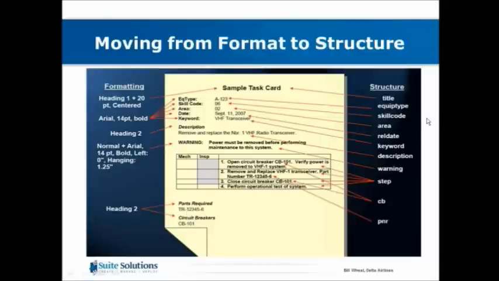Now, from the point of view of structure, we have a title. It's not just a Heading 1. This is the title of the card. We have an equipment type. We have a skill code. We have some keywords. This thing over here is a warning. It's not just a normal paragraph. The semantics of this is a warning. And here we'd have a table. It's not just a regular old table. This is a set of steps. And here we have text. This is not just text. This is actually a part number. And this is really a circuit breaker number.